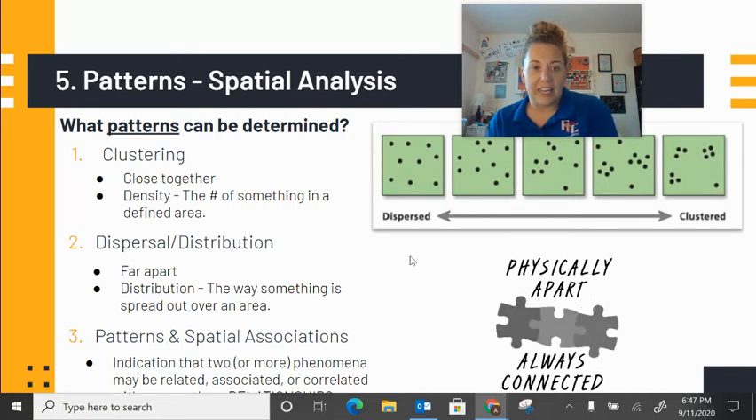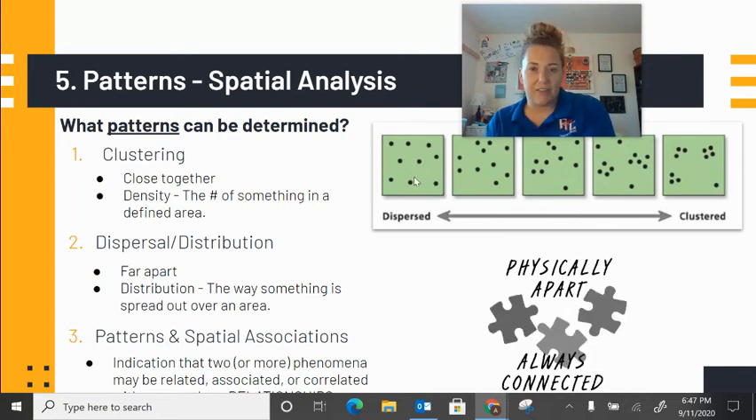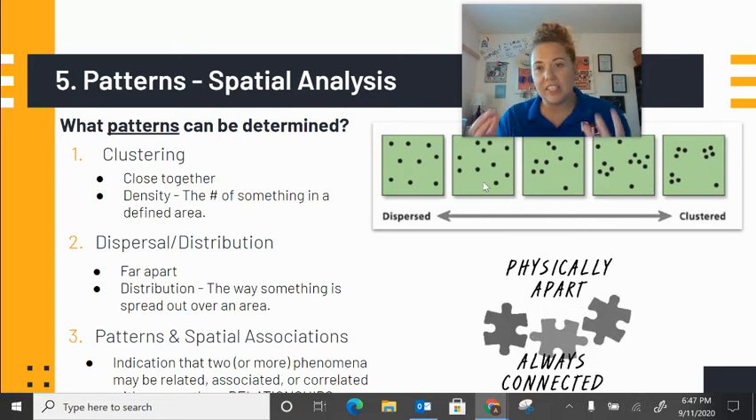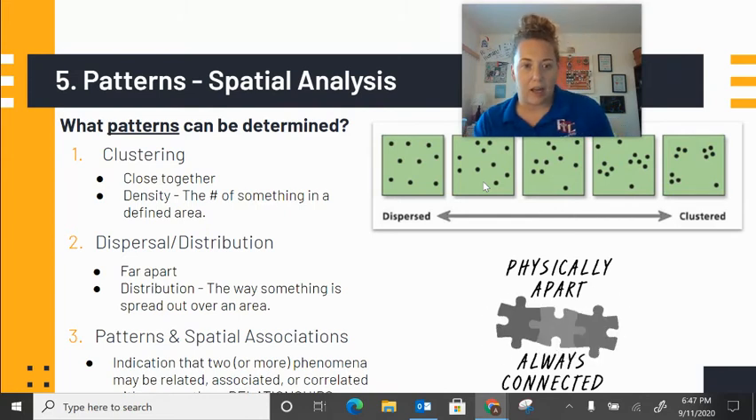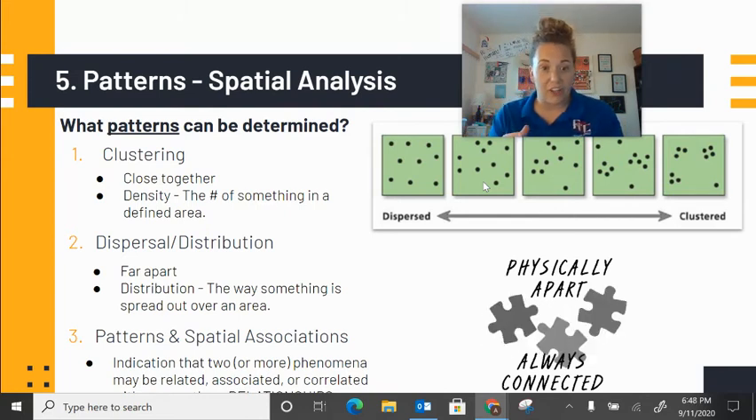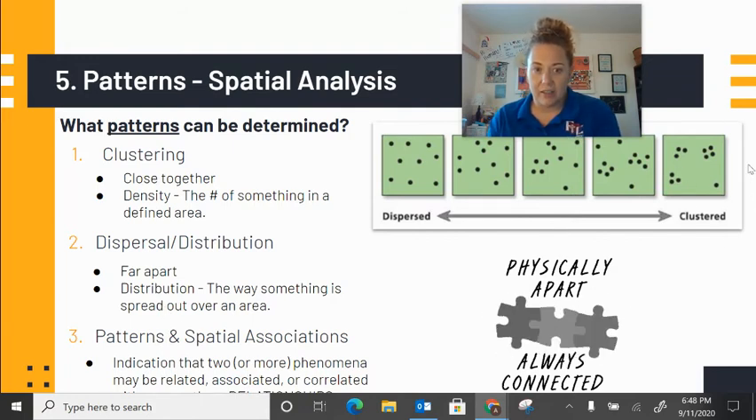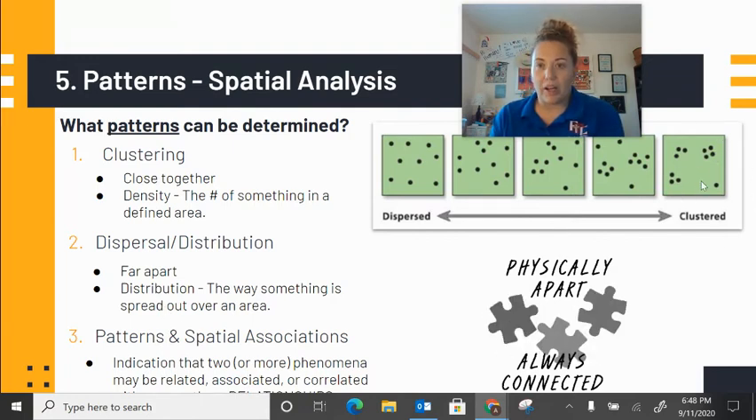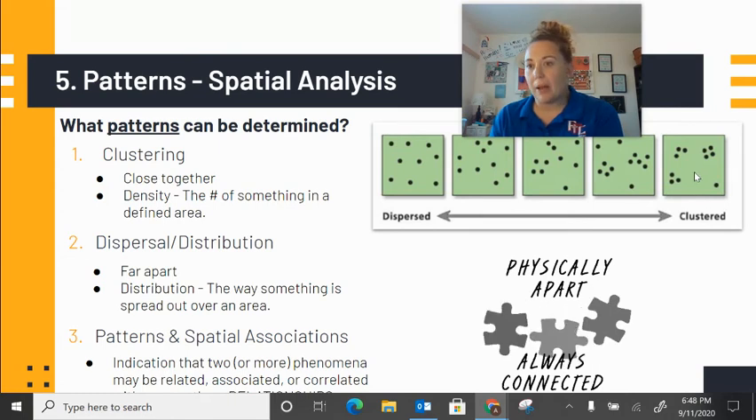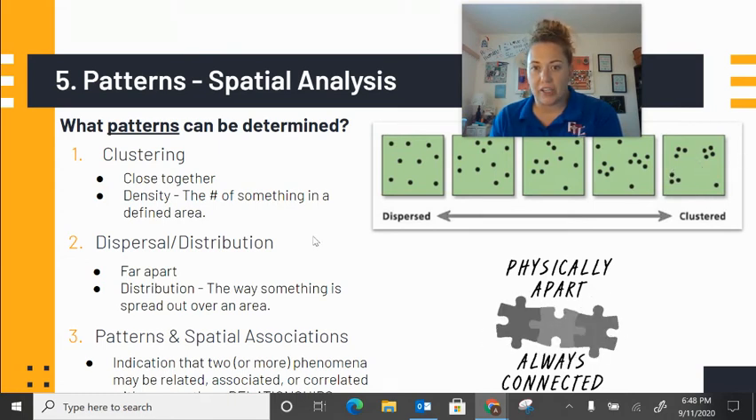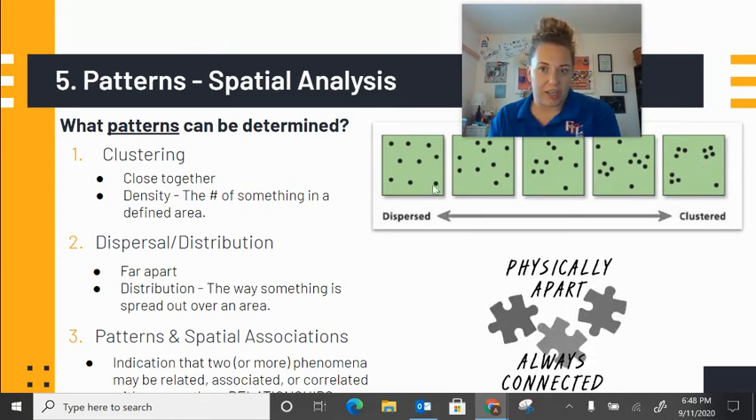Then we start to get into the dispersed side of this, where things are starting to be more evenly spread out and not necessarily clustered together. And then we always are going to want to ask the question, what is causing this to happen? Are there multiple phenomena going on that are causing the clustering versus the dispersion?